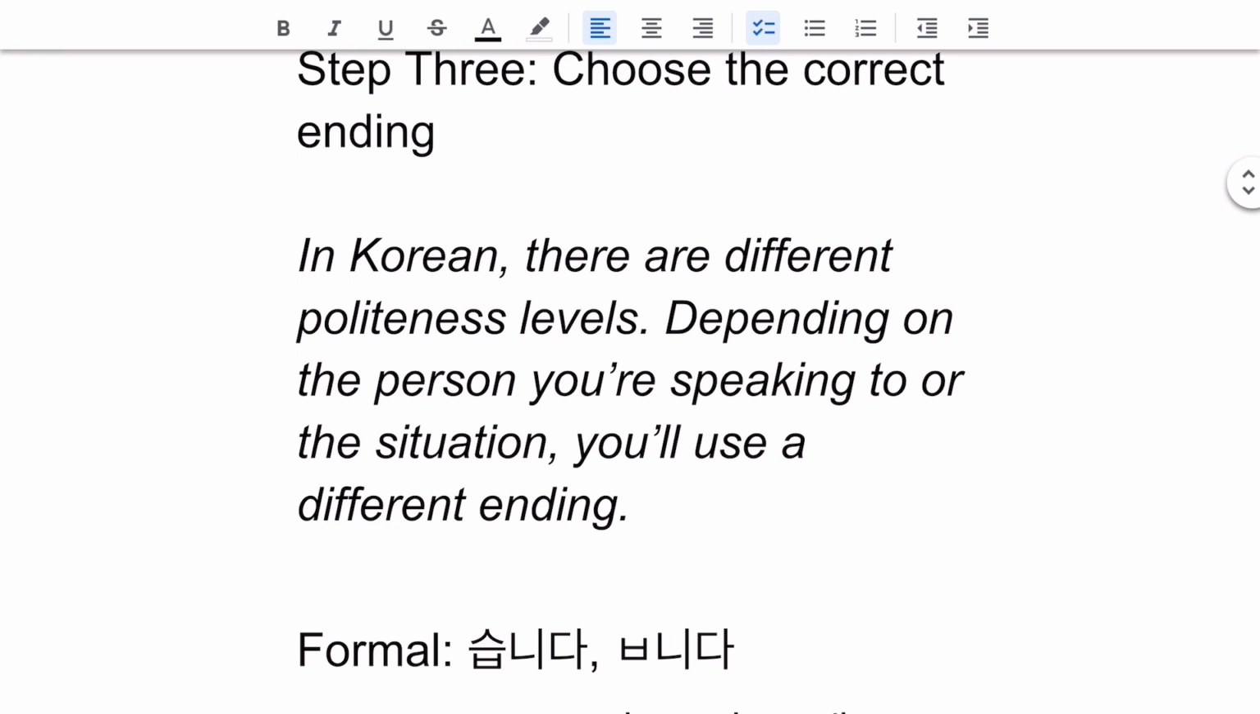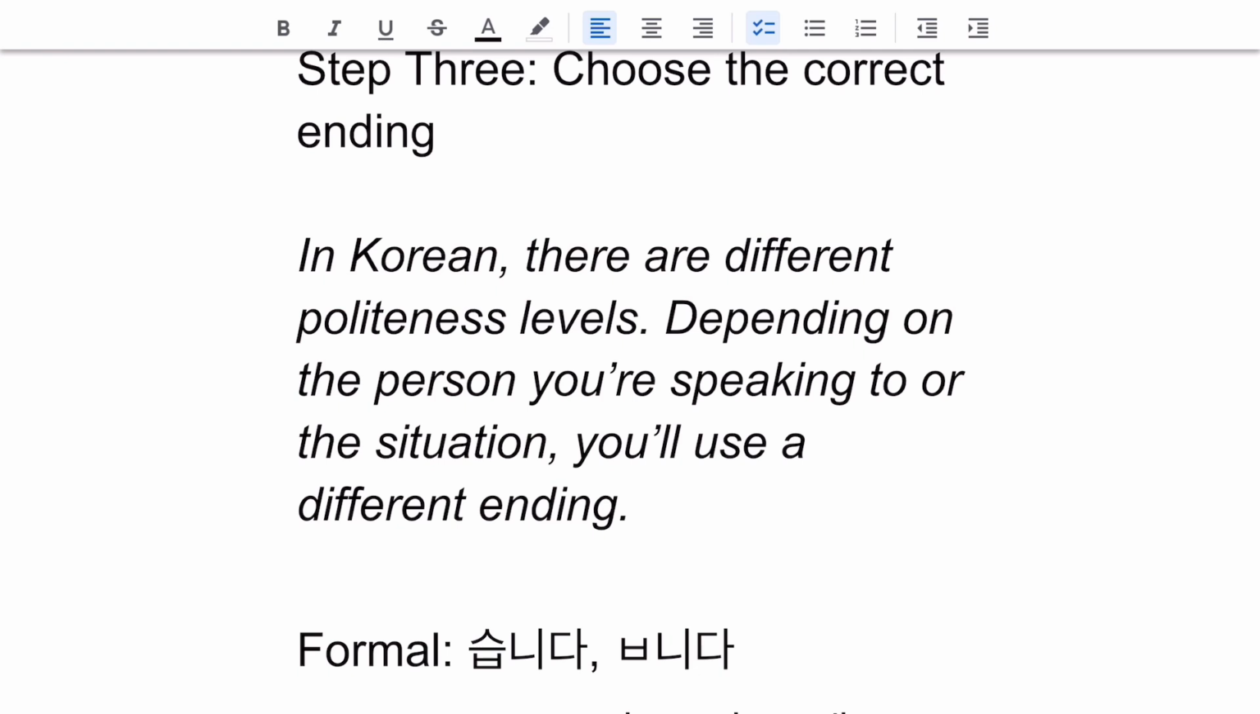Now, what we need to know is that in Korean there are different politeness or formality levels, because Korean is a very hierarchical culture. So there's someone that's higher than you and someone that's lower than you, usually depending on the person you're speaking to. For example, your boss, or just in the workplace, someone that has a higher position than you, you want to speak more formally to them. And if you're speaking to just a child, let's say, you don't have to be so formal. You can be informal, if anything.